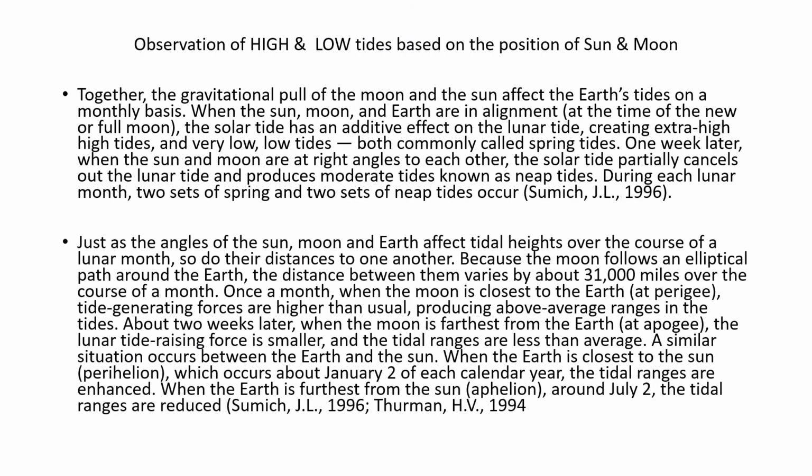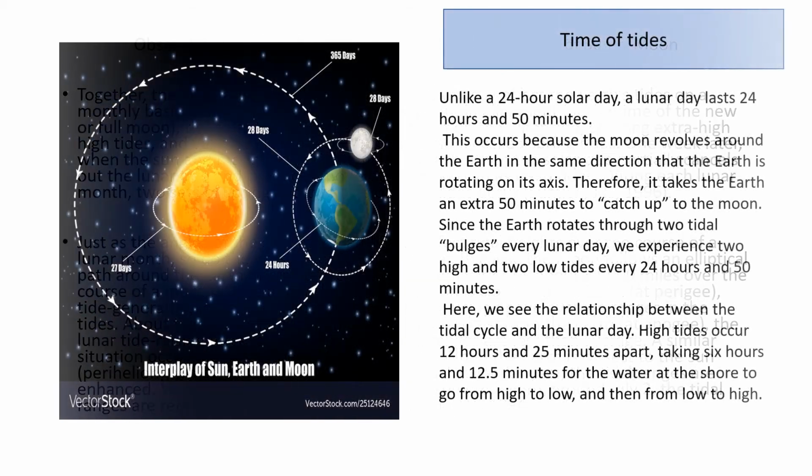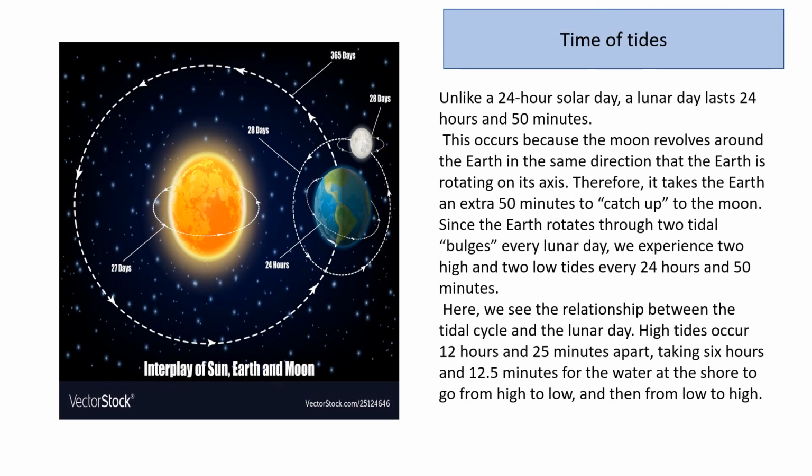Try to explain these different types of tides which occur at different periods of time. Unlike a 24 hour solar day, a lunar day lasts for 24 hours 50 minutes. That's a basic concept one has to understand.